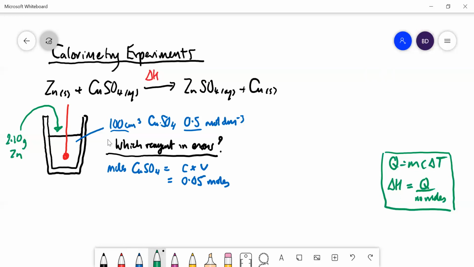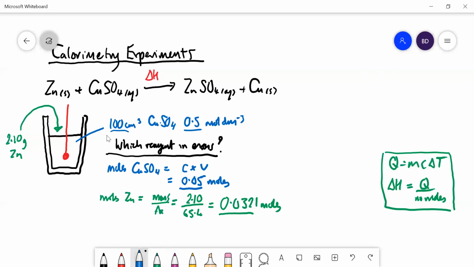How do we find out the moles of zinc? Well, we've got a mass of it. We know the atomic mass of zinc. So moles of zinc is mass over Ar rather than Mr. 2.10 over 65.4 for zinc, which is equal to 0.0321. So now these react in a 1-to-1 ratio, so we can see the number for copper sulfate is bigger than this number, so therefore the copper sulfate is in excess. That is pretty important from an experimental point of view.